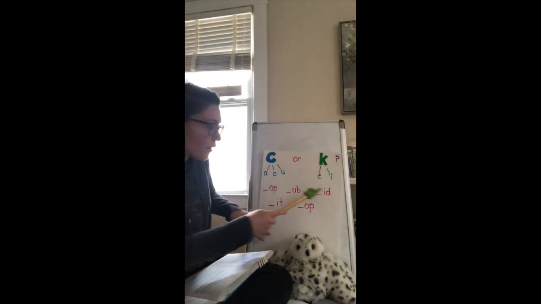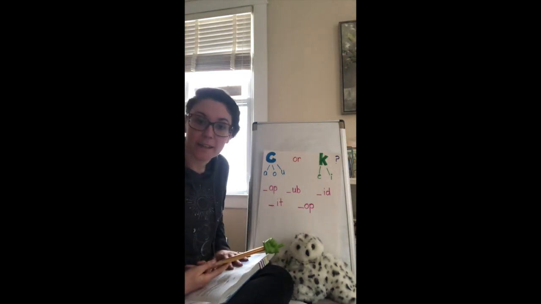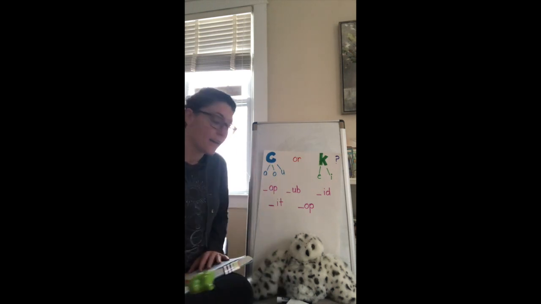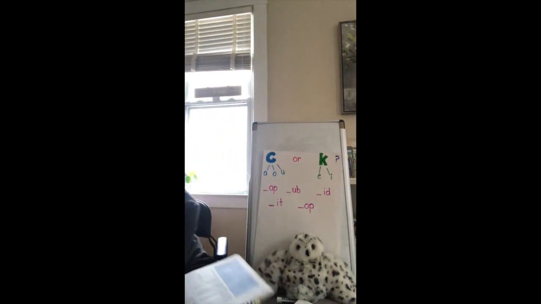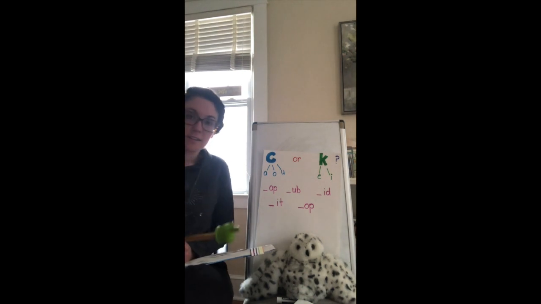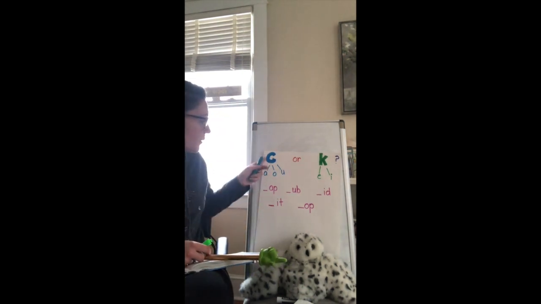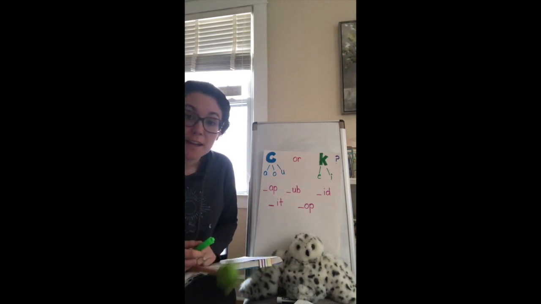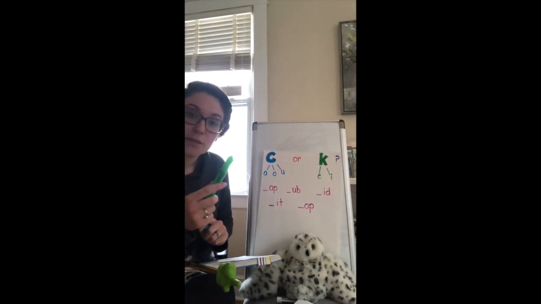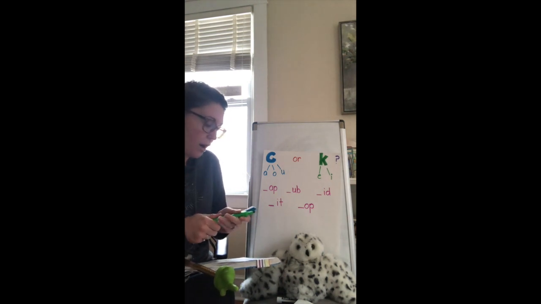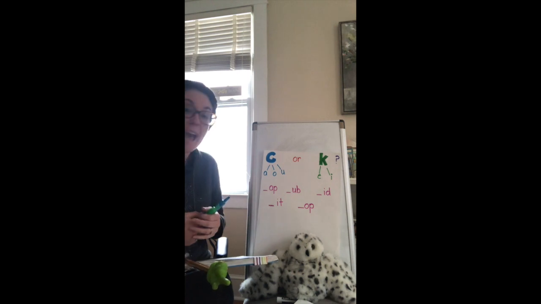I have 5 words here, and we're going to figure out if we use a C or a K to complete them. If the letter we need to write is a C, I'm going to use it in blue because I wrote a C here in blue. If the letter that we need to write is a K, I'm going to use green since I drew K in green. Our first word will be this word, cap.